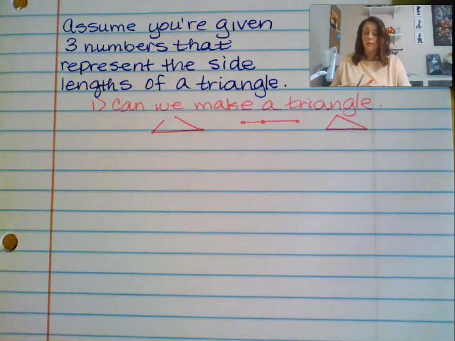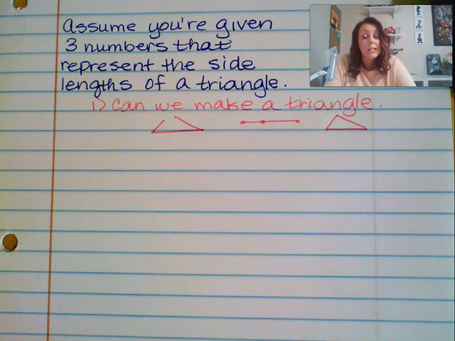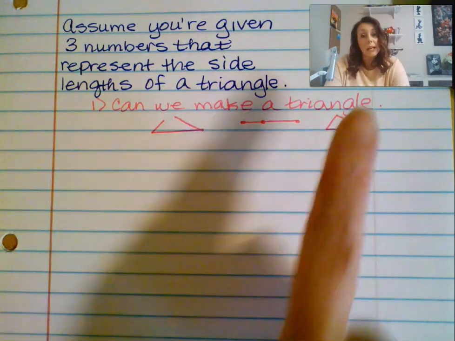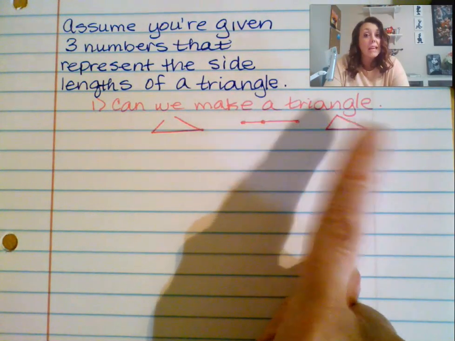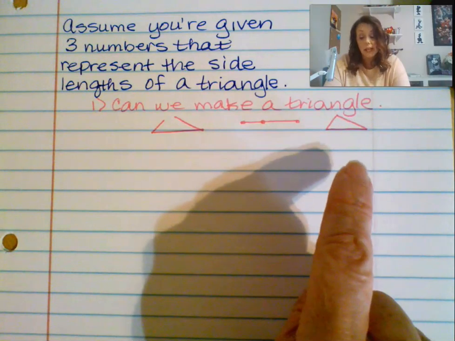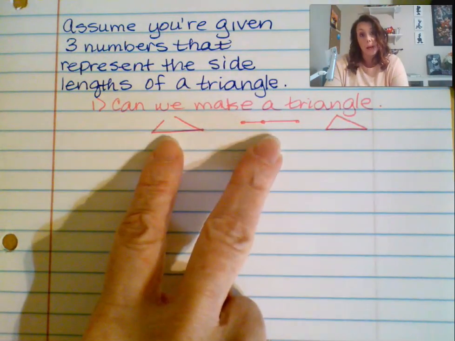Now, we've talked previously about how we answer that question, and we know that in any triangle, the sum of the lengths of any 2 sides has to be greater than the length of the third side. If that condition is satisfied, then I know I get a triangle. If that condition is not satisfied, then one of these 2 things is happening.